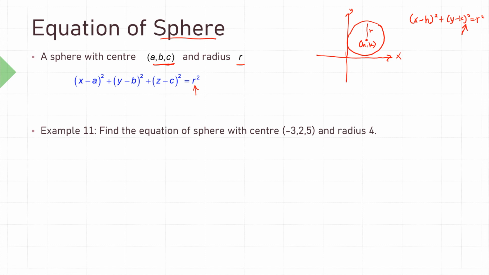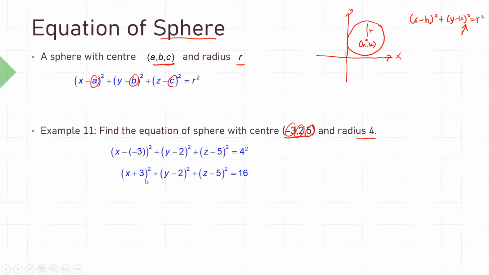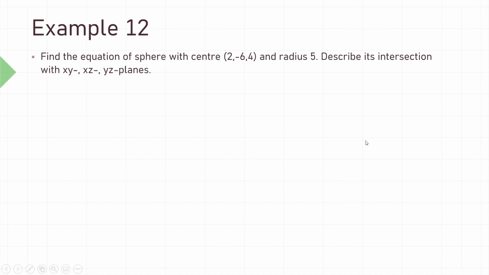Next, let's look at example 11 here. Find the equation of the sphere with the center and radius 4. How to do this? We have this formula. This is the center, a, b, and c. We insert these values, so we get this with the radius 4. You simplify this one. You get (x + 3)² + (y - 2)² + (z - 5)², which is equal to 16, because 4² equals 16. This is the equation of the sphere with the center (-3, 2, 5) and radius 4.